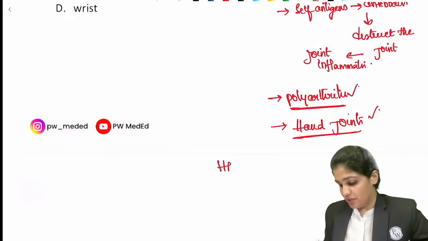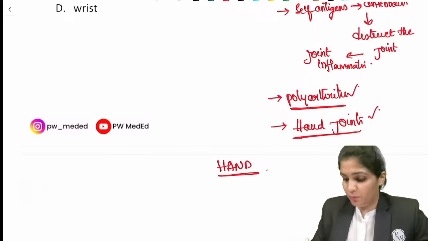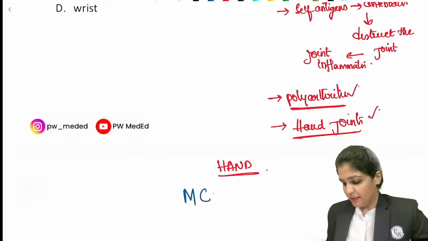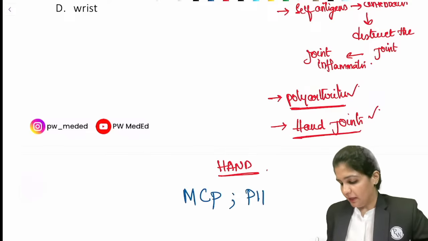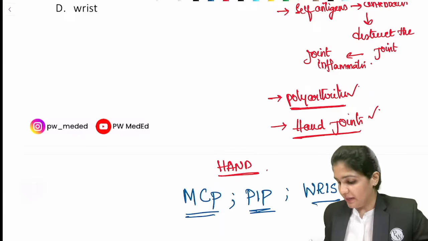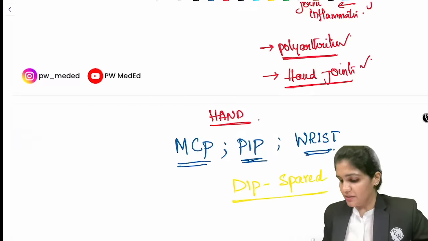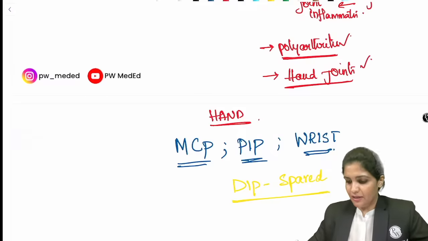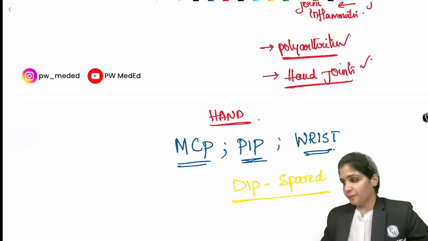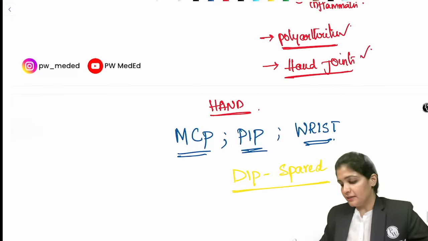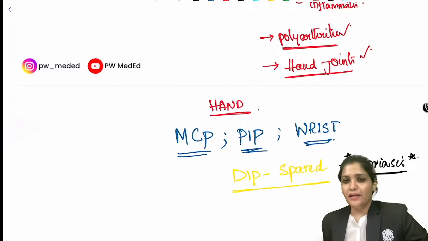And in the case of hand joints, the most commonly involved would be your MCP and your PIP, and then comes your wrist joint, right? But remember, in rheumatoid the DIP is spared. So if it is spared in rheumatoid, it is involved in some other condition. What is that condition? Can anybody tell me where the DIP is involved? DIP is involved in psoriasis, a skin condition.